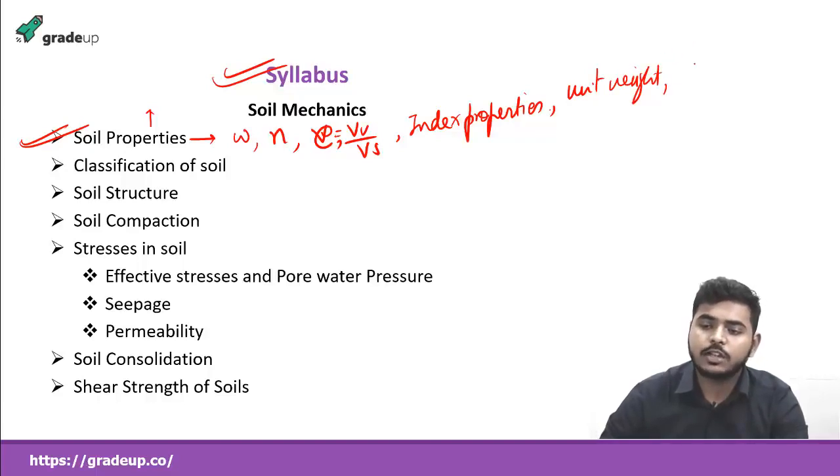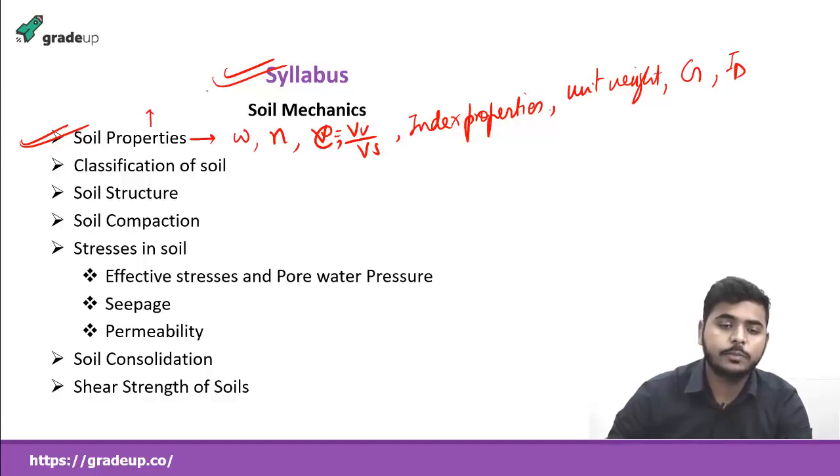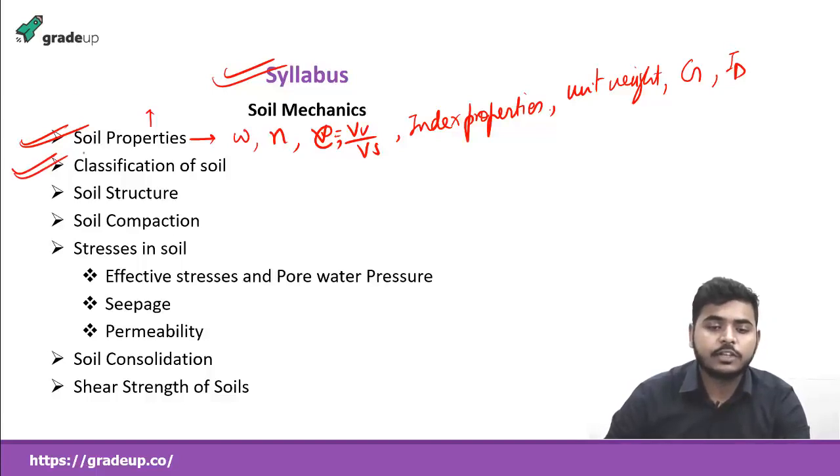And then you will also be studying about specific gravity, that is G of soil, and different relations, density index, and so on. Okay. The next chapter will be classification of soil. Classification of soil will basically focus on the Indian standard method, the IS method of soil classification.